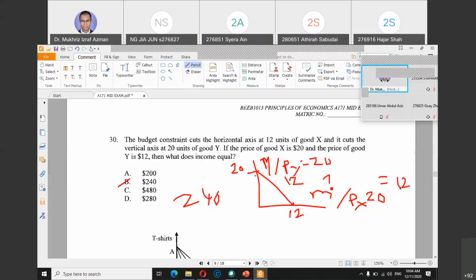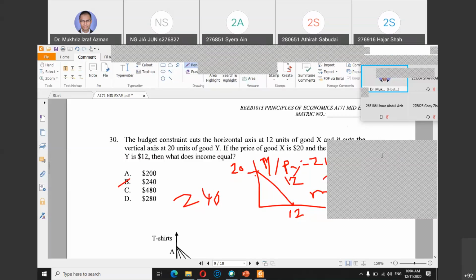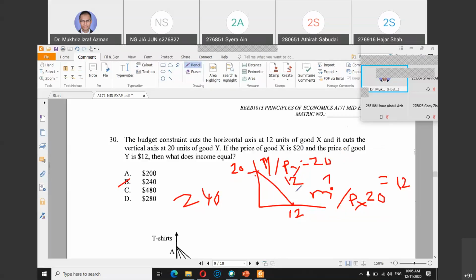Not C, because when you multiply PX times X plus PY times Y, that is the equation of the line, not the total money income that you have. The way for you to calculate your income is simply to use M over PY or M over PX.